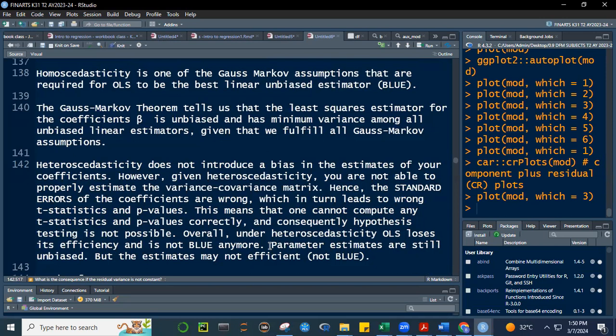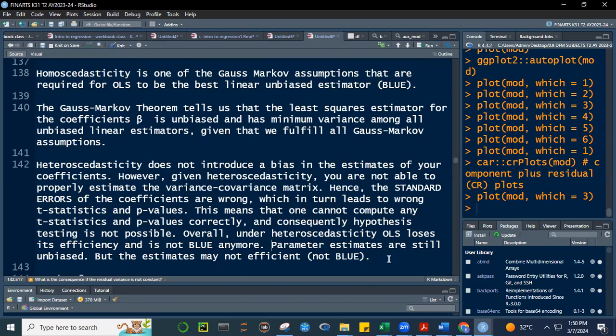Hindi na pwede yung best linear unbiased estimator. Okay, naging inefficient na tayo, no? Kasi possibly yung residuals natin, hindi na yan yung minimum variance. Okay? Sabi nga natin, unbiased pa rin yung coefficient natin, walang problema doon. Pero yung estimates natin, pwedeng hindi na siya efficient. Alright? Unbiased siya, pero hindi na siya efficient.